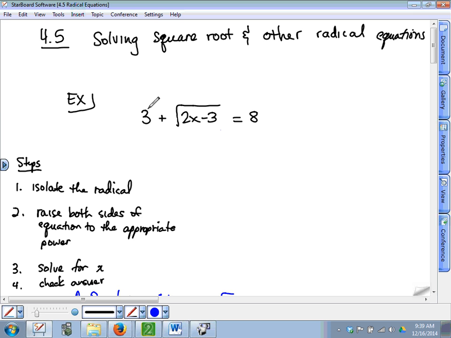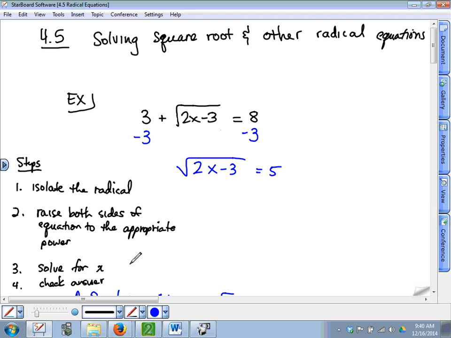So this 3, how do we move it to the other side? Subtract 3 on both sides. And we have the square root of 2x minus 3 is equal to 5. That's all we had to do to isolate the radical.